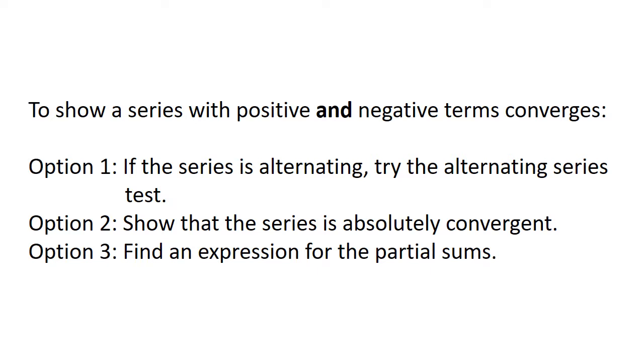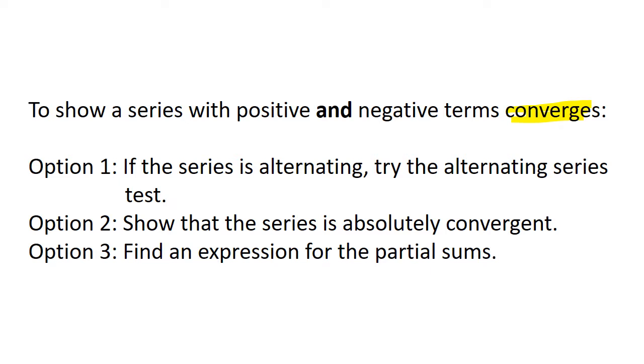Okay, so here are our basic options if we have positive and negative terms and we only care about showing convergence. If we're alternating, try the alternating series test. In the last example, when we looked at the series with terms sine of n over 2 to the n, it wasn't alternating. We did have positive and negative terms, but they didn't bounce back one after the other. So that wouldn't have been an option there.